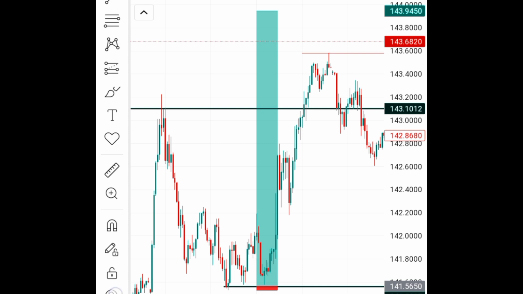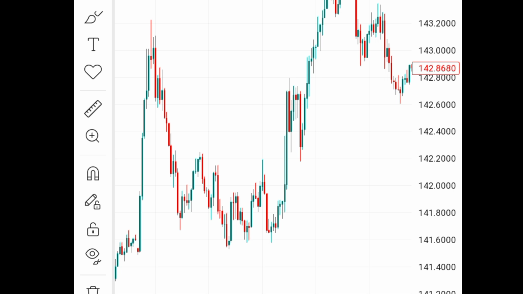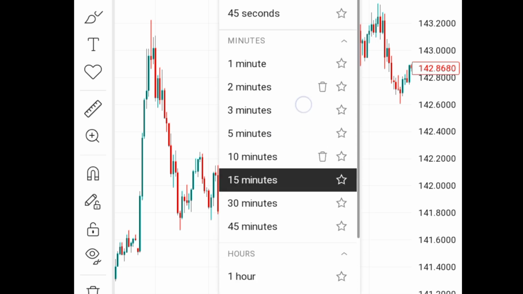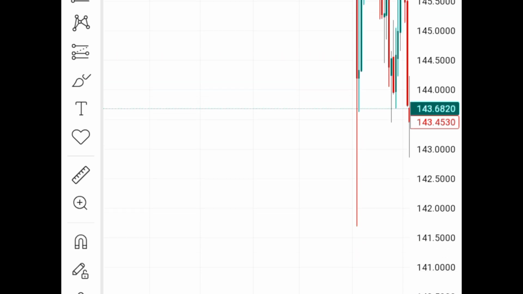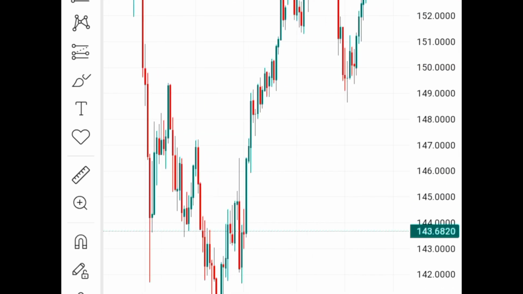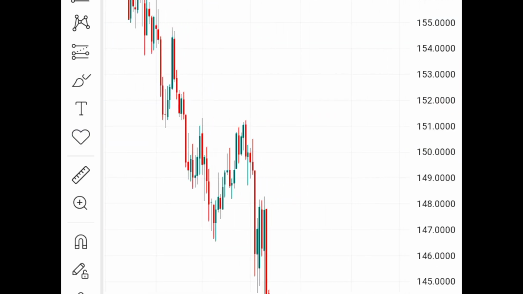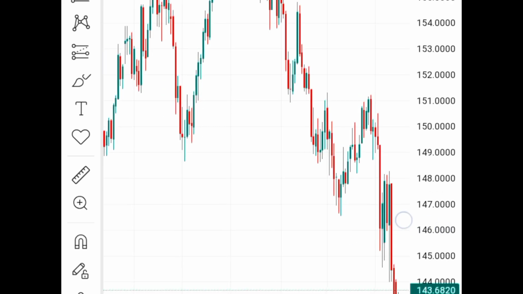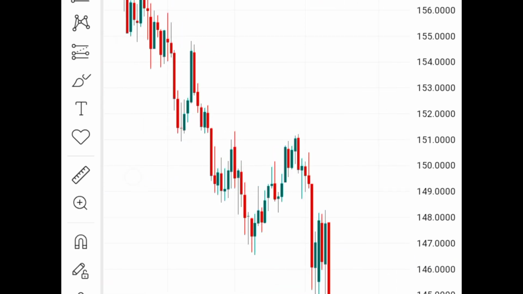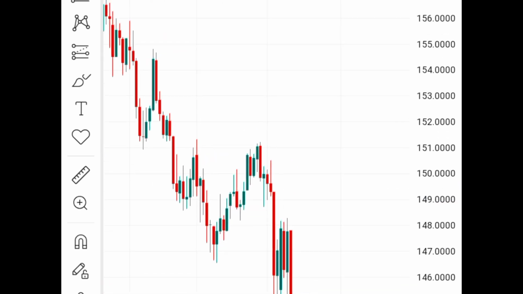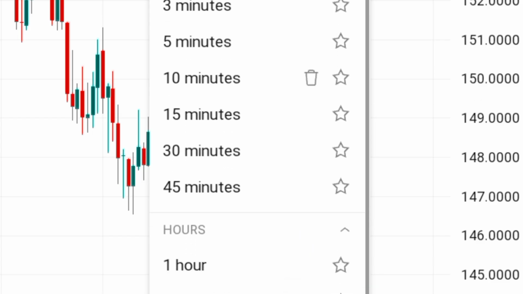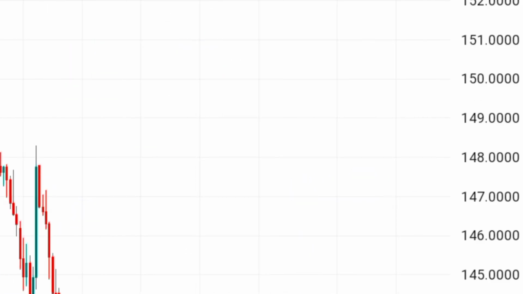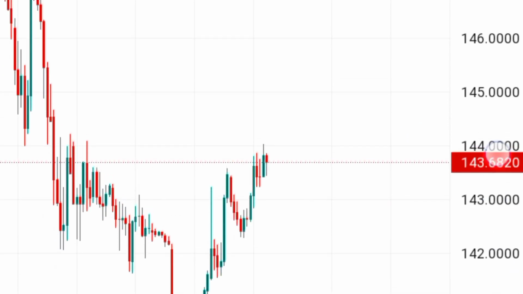So I have to delete everything. I have to go to my daily. I like making use of daily or H4. So I have to go to my daily USD JPY. I have to go to my daily or H4. So this happens to be my H4.